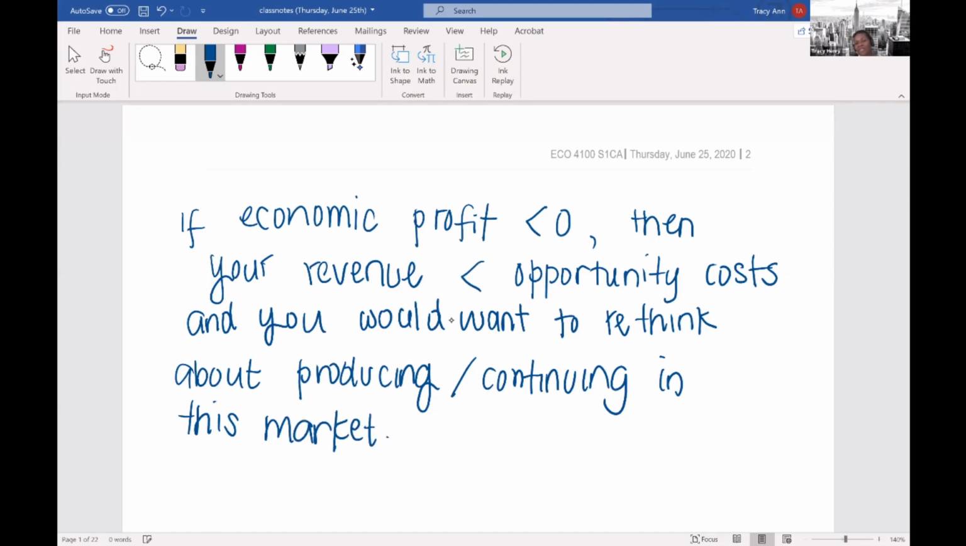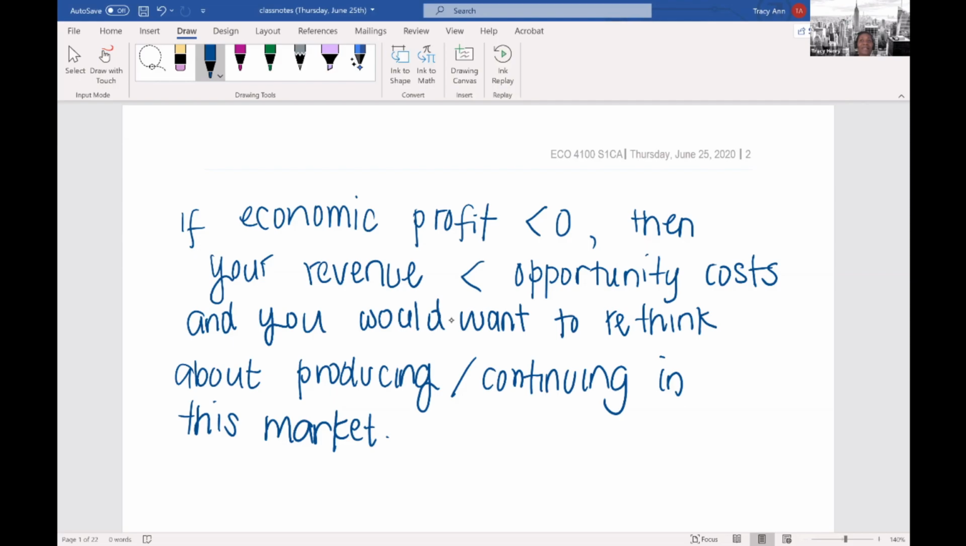And I say this part cautiously about saying you want to rethink producing or continuing in this market. I'm saying it cautiously because, as we're going to see, there are short run and long run decisions that will be made by the firm. Later on, when we get into Chapter 8, I believe, we're going to see that there are short run and long run decisions being made by the firm in terms of whether they should continue producing in this market or not.